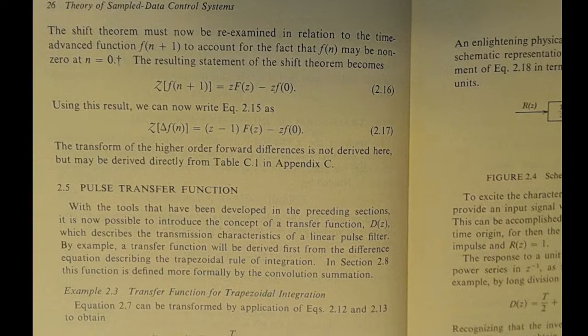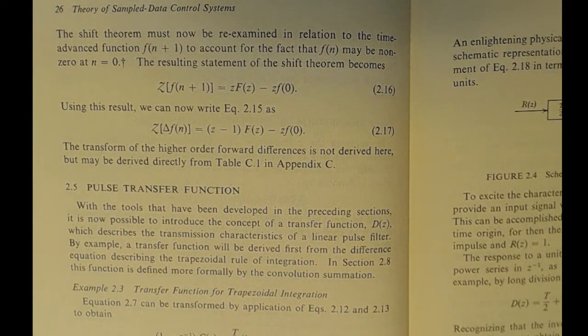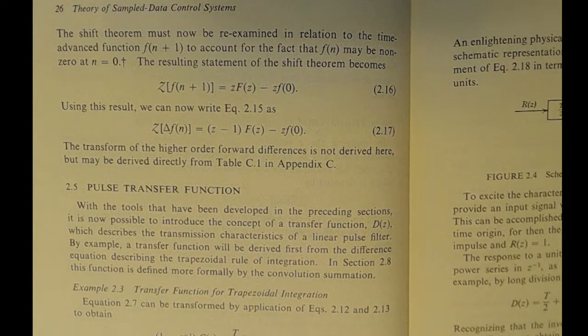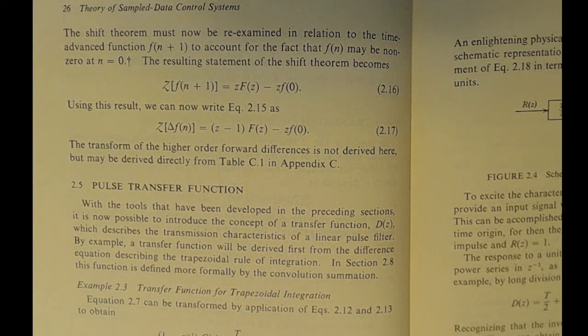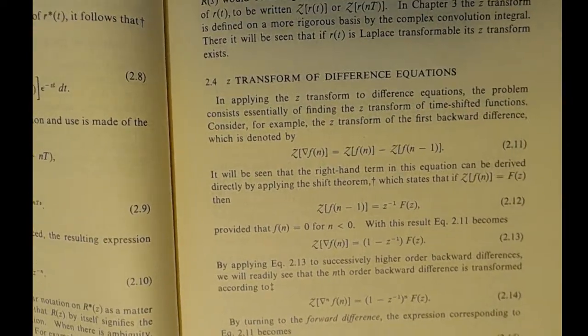The shift theorem must now be re-examined in relation to the time advanced function, blah, to account for the fact that f of n may be non-zero at n equals 0. The resulting statement of the shift theorem becomes... Oh, I should read this a little more carefully. Sorry. Okay.